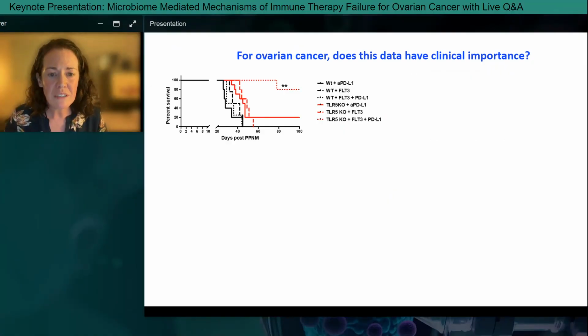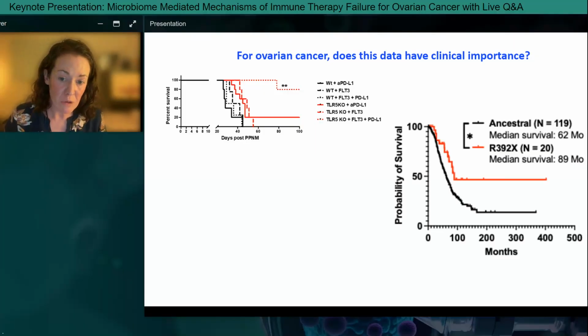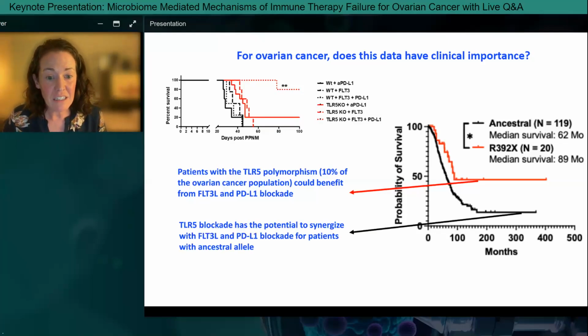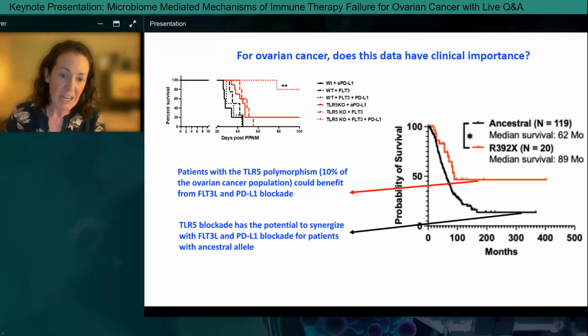And so what does this mean for patients? Does this actually have clinical importance? And ultimately, what we believe is that patients with the polymorphism could actually immediately benefit from using the DC expanding therapy of FLT3 ligand in combination with PD-L1 blockade. And in the 90% of the individuals with the ancestral allele, they might benefit from blockade of this pathway.